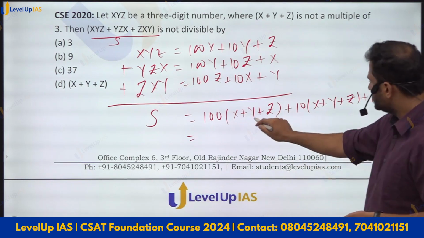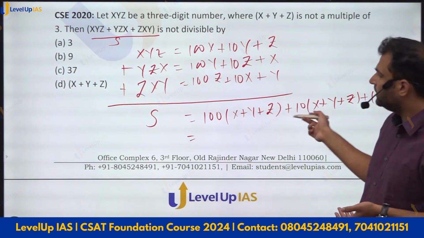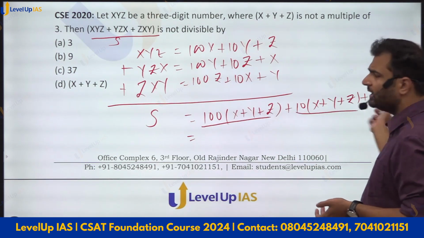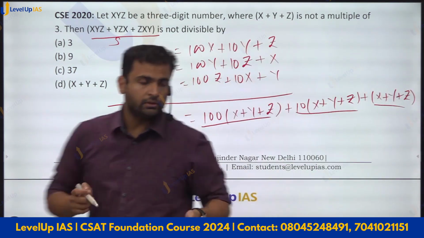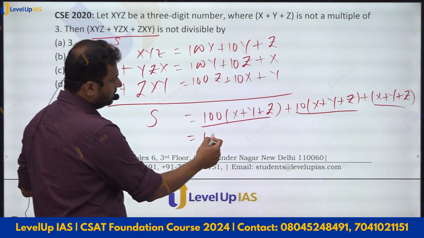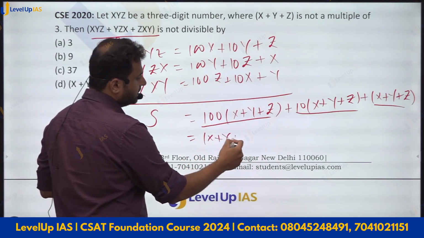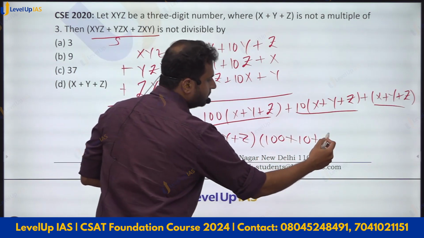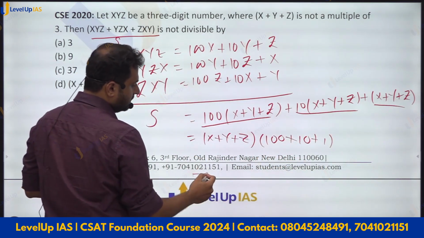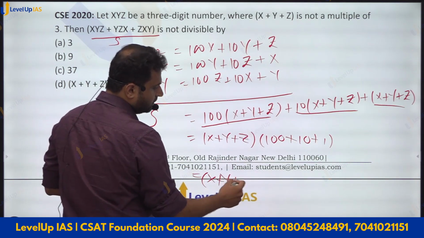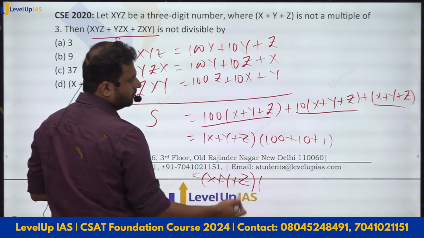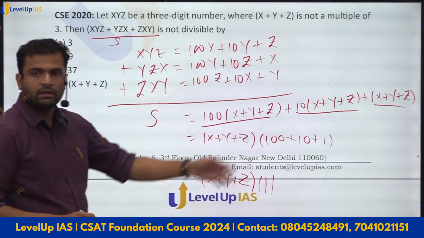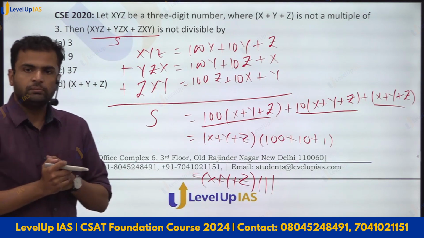And then because there is x plus y plus z in all the three terms here, we can take it as common, right? So it is x plus y plus z into 100 plus 10 plus 1, which is nothing but x plus y plus z into 111.